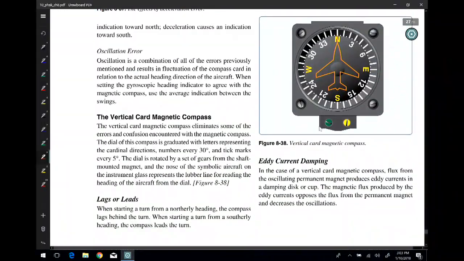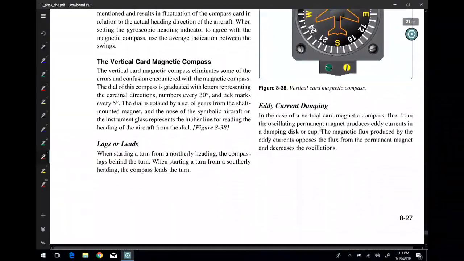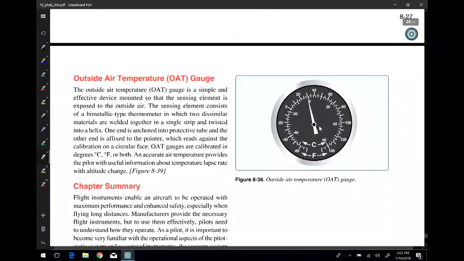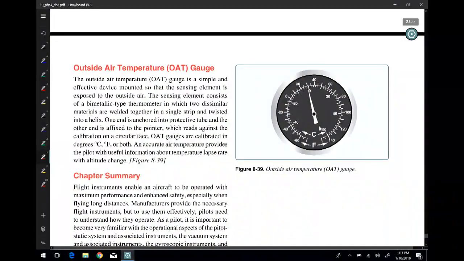Accelerate north. Compass cards, we're not going to talk about that. Lead and lag, we talked about it. Another instrument inside your airplane that is not associated with those three big categories that we talked about, which is the pitot-static, gyroscopic, and magnetic. You also have other things in your airplane. One of those is an outside air temperature gauge. That outside air temperature gauge tells you at your altitude where you're flying what the outside air temperature is.